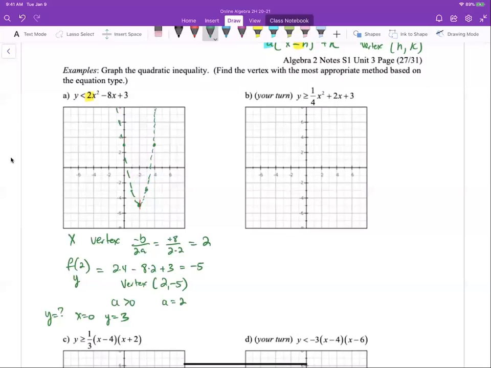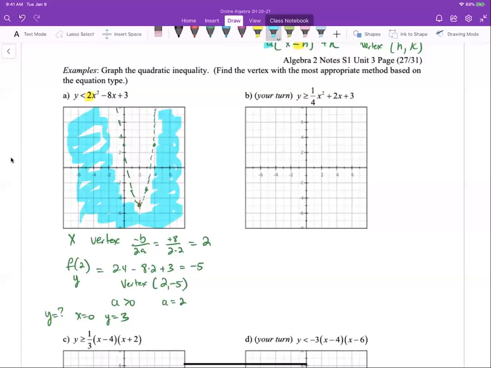Now we're not done. We've been asked to graph this, and we have graphed the function, but we haven't shaded in our solution region. And since it's less than without an equality, the entire region below the graph is our solution set.